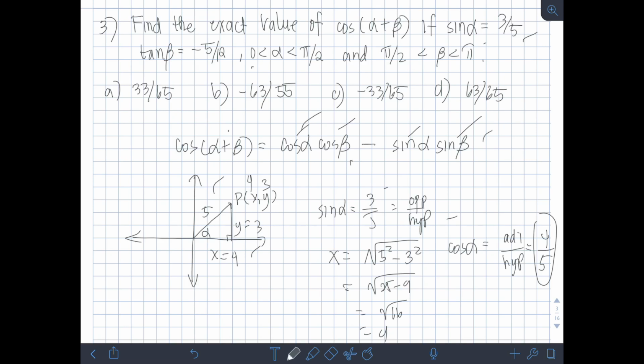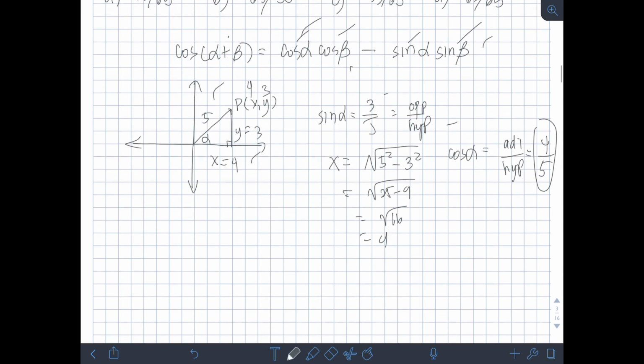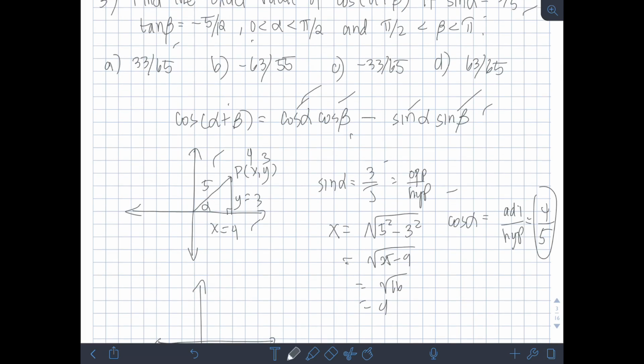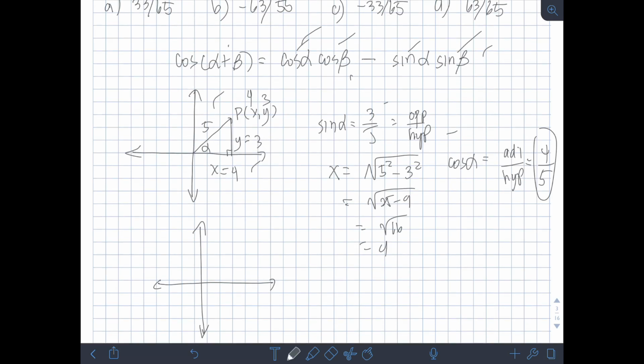This time, doon naman tayo sa beta. So, given lang tayo sa beta na tangent beta, which is negative 5 over 12. So, draw uli natin yung beta in standard position. So, let's say, sabi yung beta daw is in between pi over 2 and pi. So, therefore, nasa second quadrant. So, somewhere here. Okay? So, ito yung beta natin.